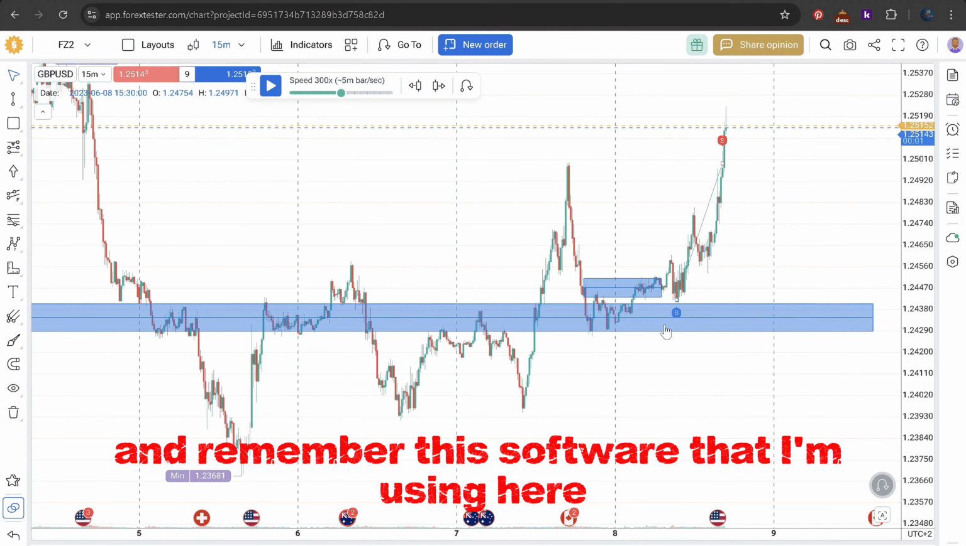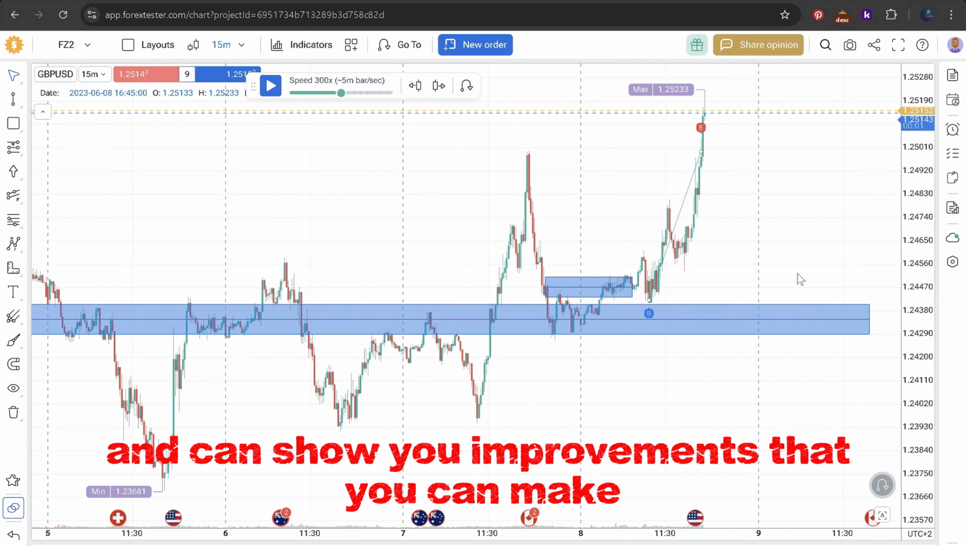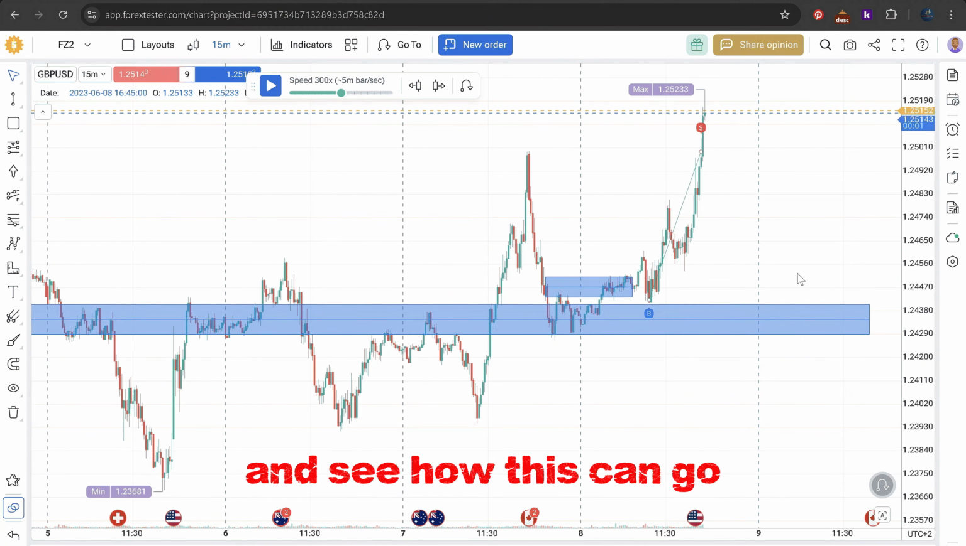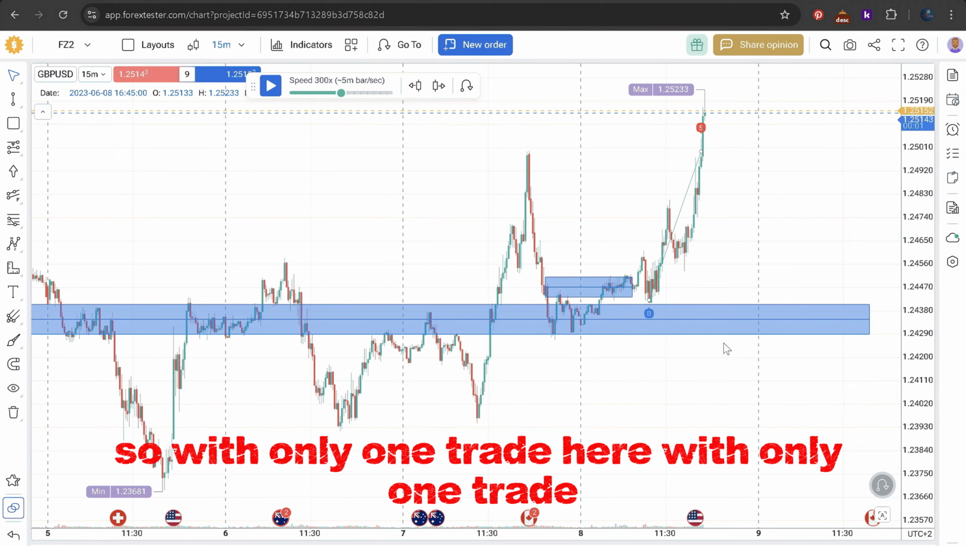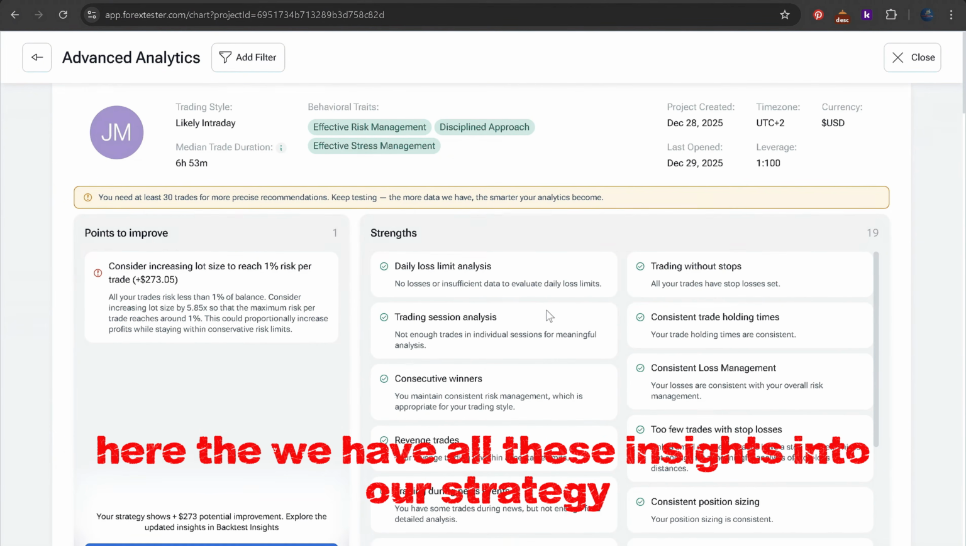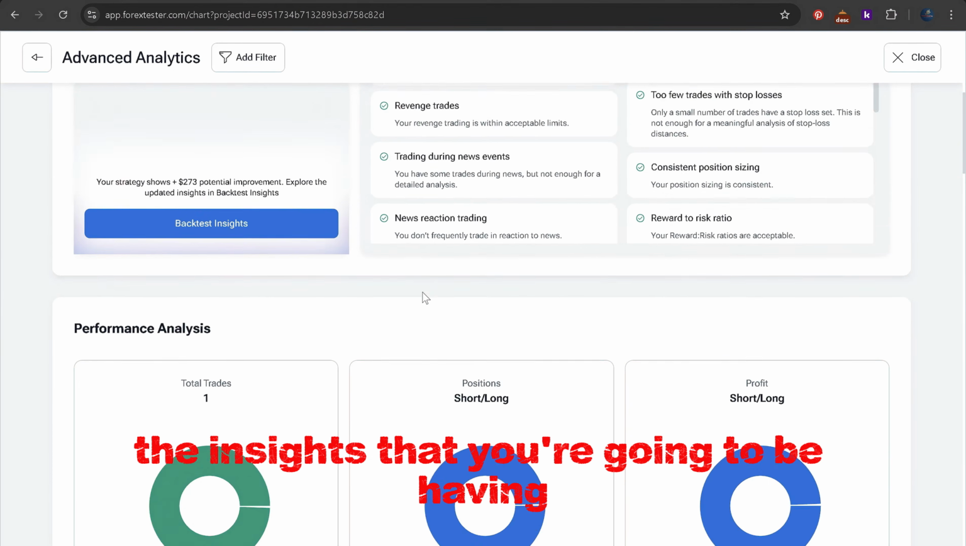And remember, this software that I'm using here can show you the statistics of your strategy and can show you improvements that you can make. So I'm going to go to analytics here and see how this can go. With only one trade here, we have all these insights into our strategy. Imagine when you do 100 trades, the insights that you're going to be having.